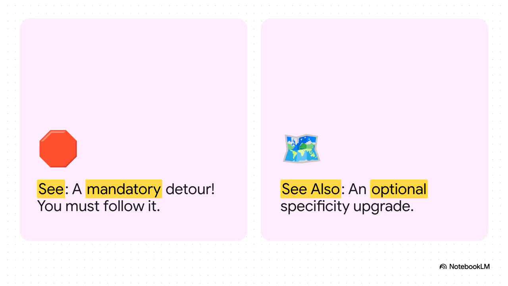And there is a massive functional difference between the two terms we're focusing on today. On one side, we have "see", which is essentially an absolute mandatory detour. When you hit it, think of a giant neon roadblock dropping down in front of you. You must follow it. On the flip side, we have "see also", which is much more like a scenic route. It's an optional specificity upgrade, if you will.